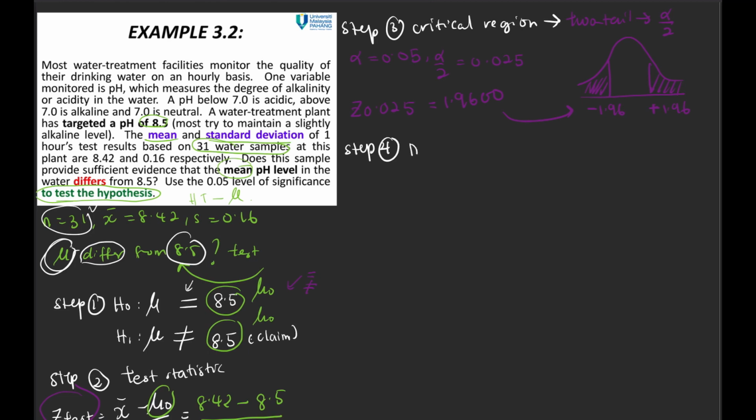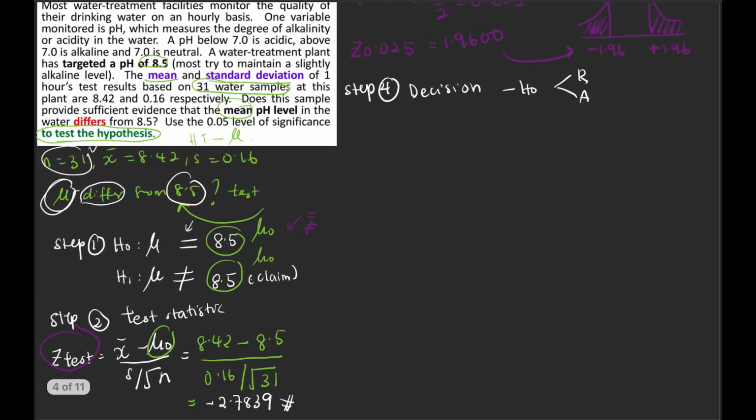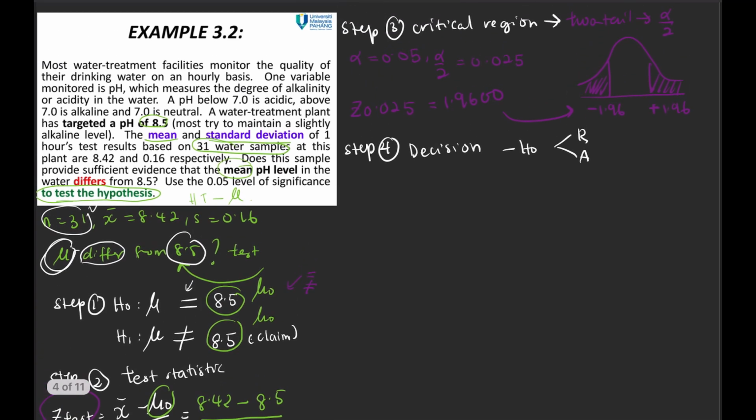Step number 4 is your decision. The decision is about H null. You want to reject or you want to accept the H null. We base on step number 3. Okay, look at our test statistic. Our test statistic is negative 2.7839 here. Where is it located? Is it located in the shaded region or unshaded region? Shaded region is the rejection region. So this is our rejection region. And the unshaded will be the acceptance region.